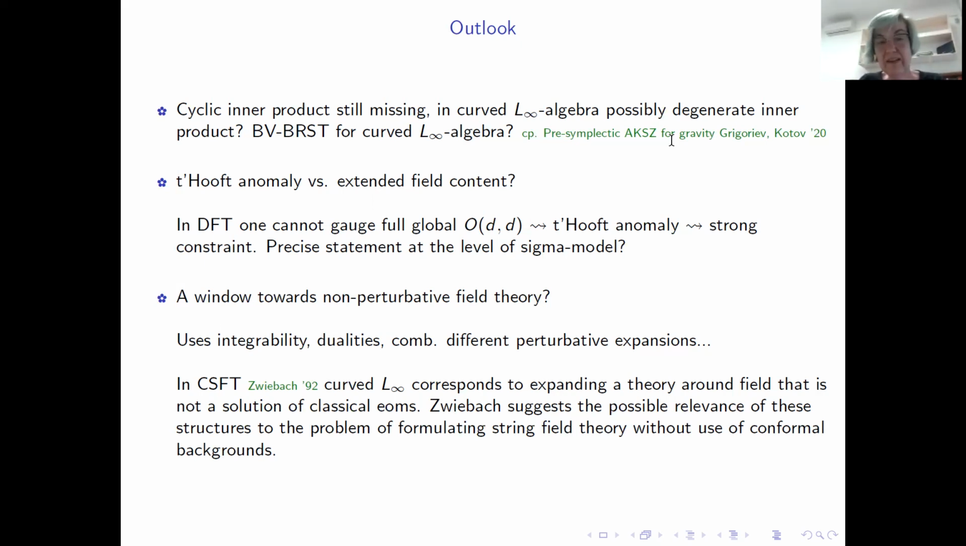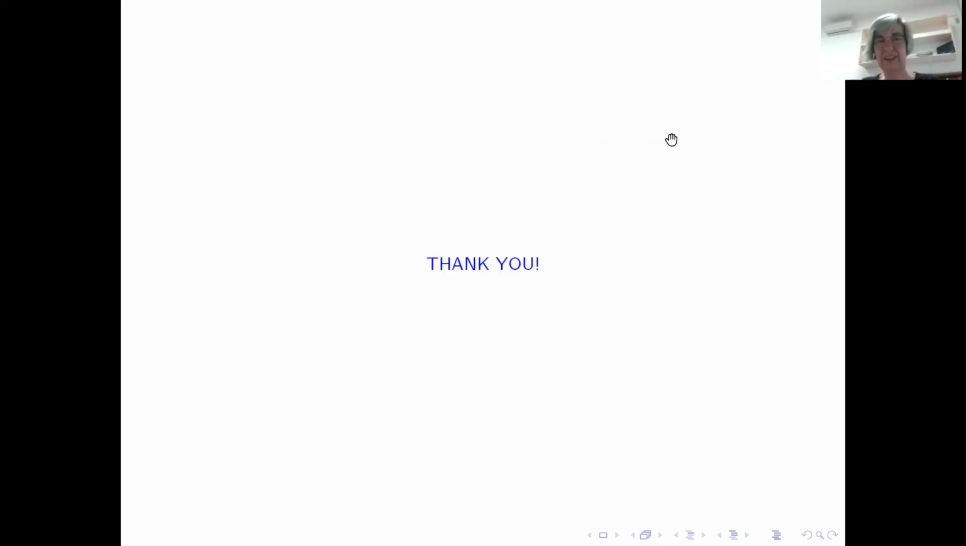But from the perspective of string field theory, this is relevant because you want to think about an off-shell formulation of strings, or as he says, a problem: can you discuss string field theory without use of a standard conformal background? So for him, moving away from the solution of the classical equations of motion means moving away from conformal backgrounds. And I think from the string field theory point of view, this is interesting. And that's all. Thank you very much.